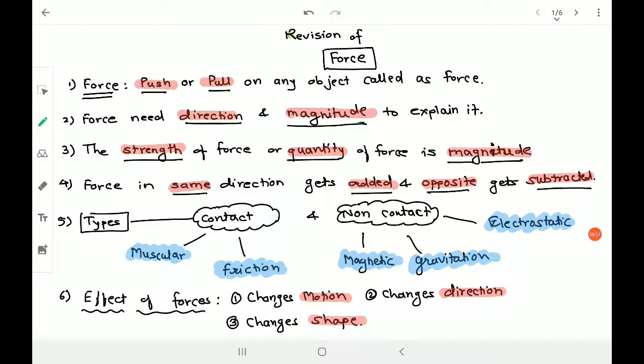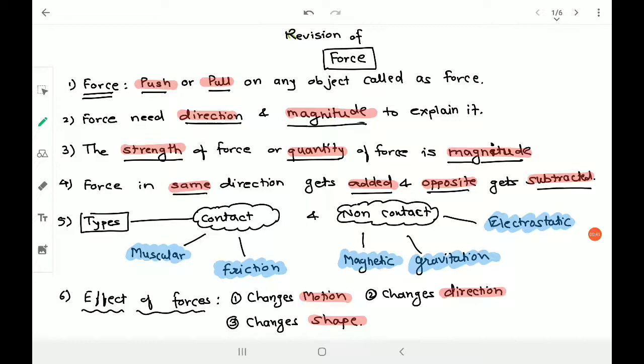What is force? A push or a pull on any object is called a force. Force needs direction as well as magnitude to be explained properly. What do you mean by magnitude? The strength or quantity of the force is called the magnitude. The value, we can say, is nothing but the magnitude.